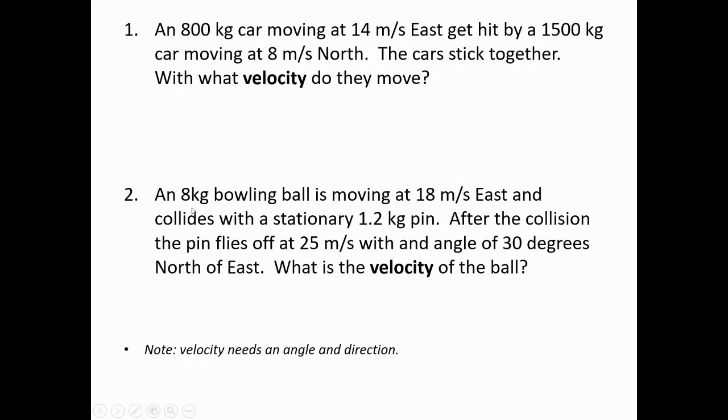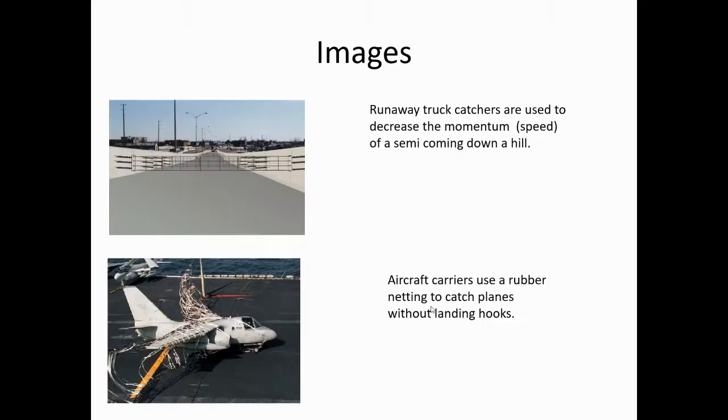This one here is an 8 kilogram bowling ball moving east, and a stationary pin. After the collision, the pin flies off at 25 meters per second with an angle of 30 degrees north of east. What's the velocity of the ball? Now, this is an elastic one. So m1v1 plus m2v2 equals m1v1 plus m2v2. You do the same thing. You do it all in terms of X, you do it all in terms of Y. And that's how you're going to do that.